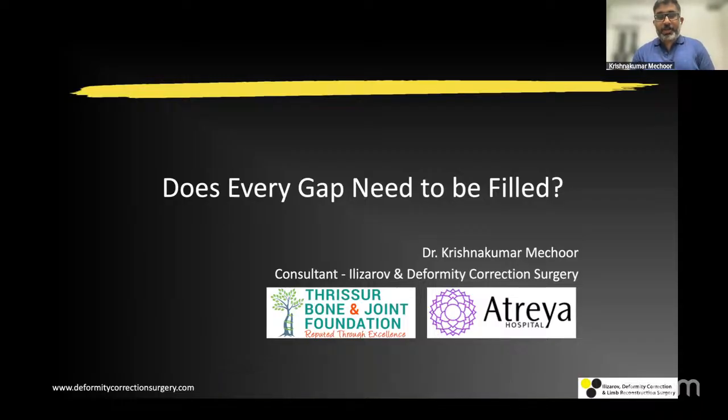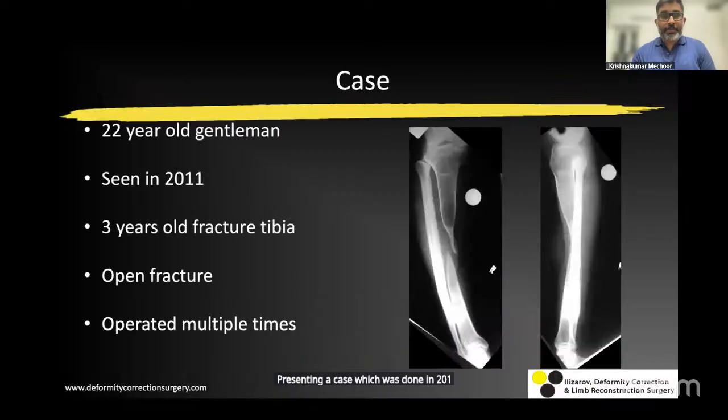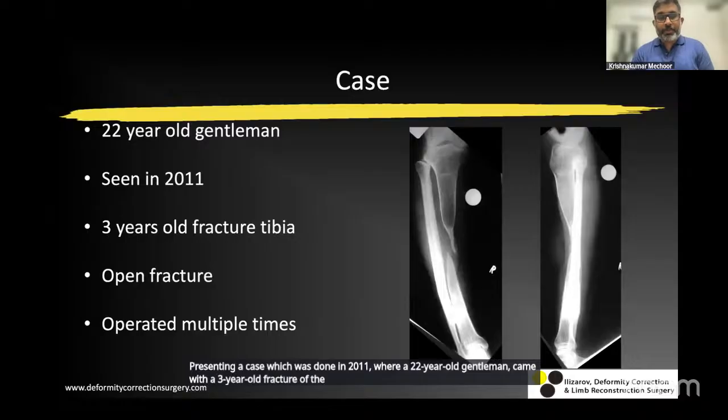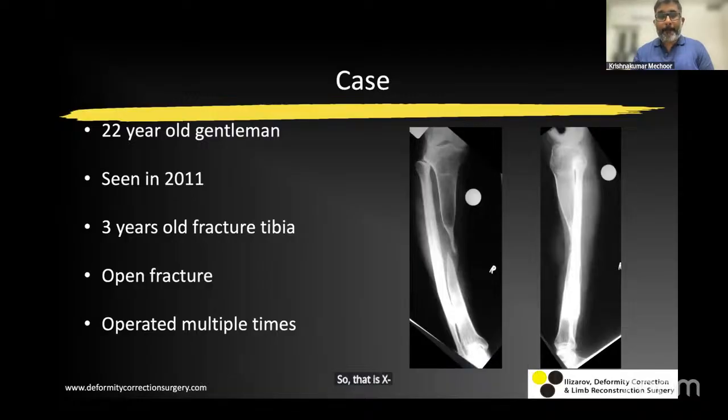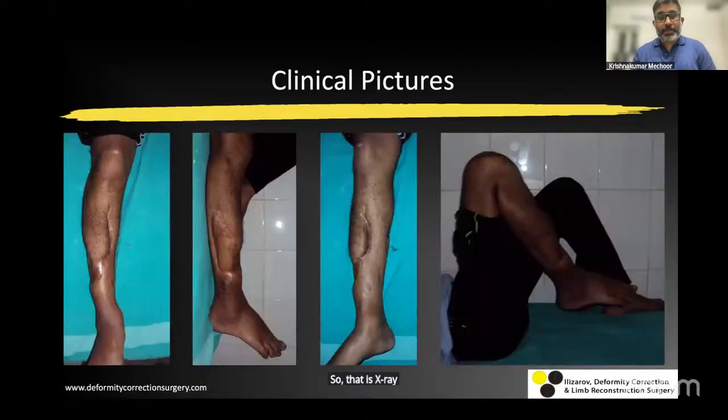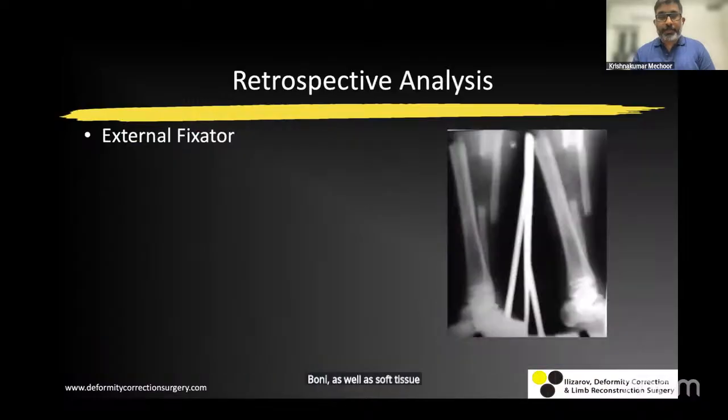presenting a case which was done in 2011, where a 22-year-old gentleman came with a 3-year-old fracture of the tibia. It was an open fracture which was operated multiple times. So that is his X-ray, and those are the clinical pictures. He had bony as well as soft tissue procedures.